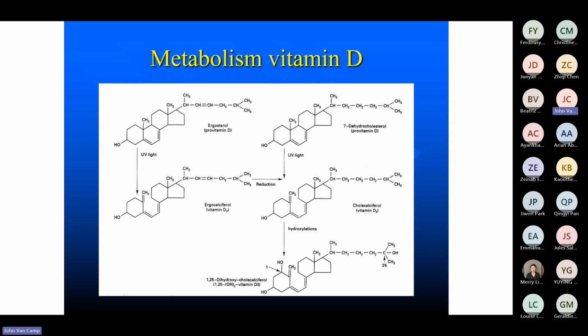You can see on this slide how the structures look like. Important to know is that we have two precursors of vitamin D, and we call them ergosterol on the left side, and we call them dihydrocholesterol on the right side. The left one is plant-based, the right one is animal-based.